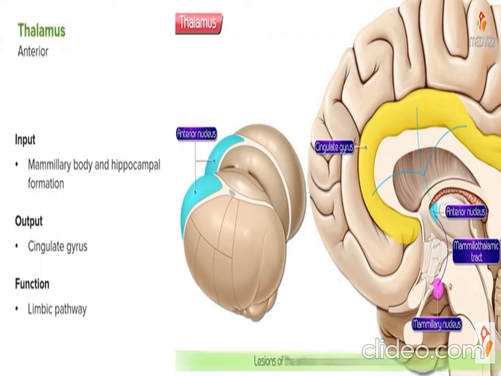Now this anterior nucleus receives its afferent fibers from the mammillary body through the mammillothalamic tract, and it gives efferent fibers to the limbic lobe, that is to the cingulate gyrus, which is a part of the Papez circuit. It is mainly responsible for recent memory, and it also plays an important role in determination of mood and emotion.